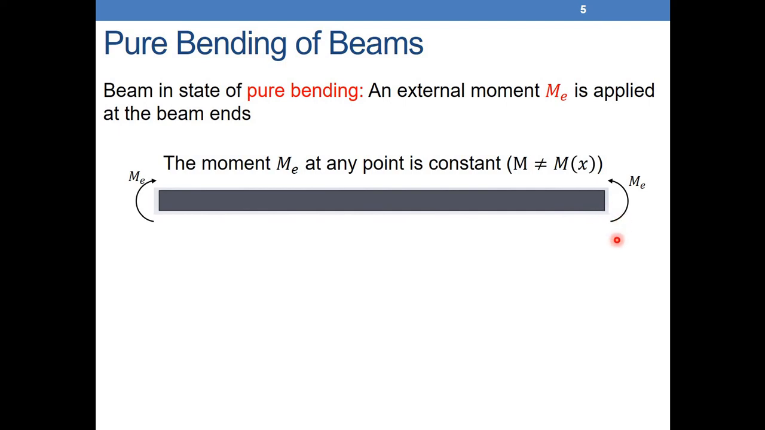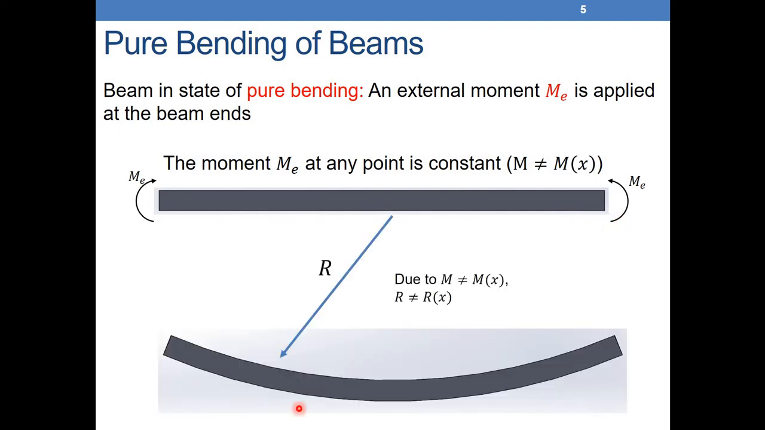Here the moment will try to bend the beam in this direction, like this. The torsion tried to twist. Here we try to bend it like this. So that's the difference. Here we call it moment. We don't use the word torque. We call it bending moment.